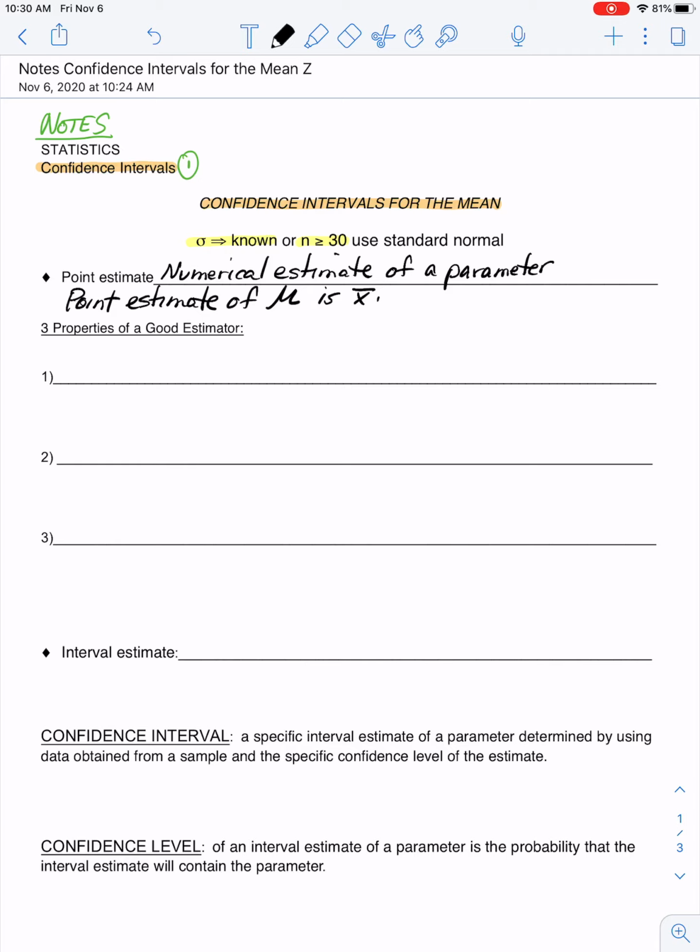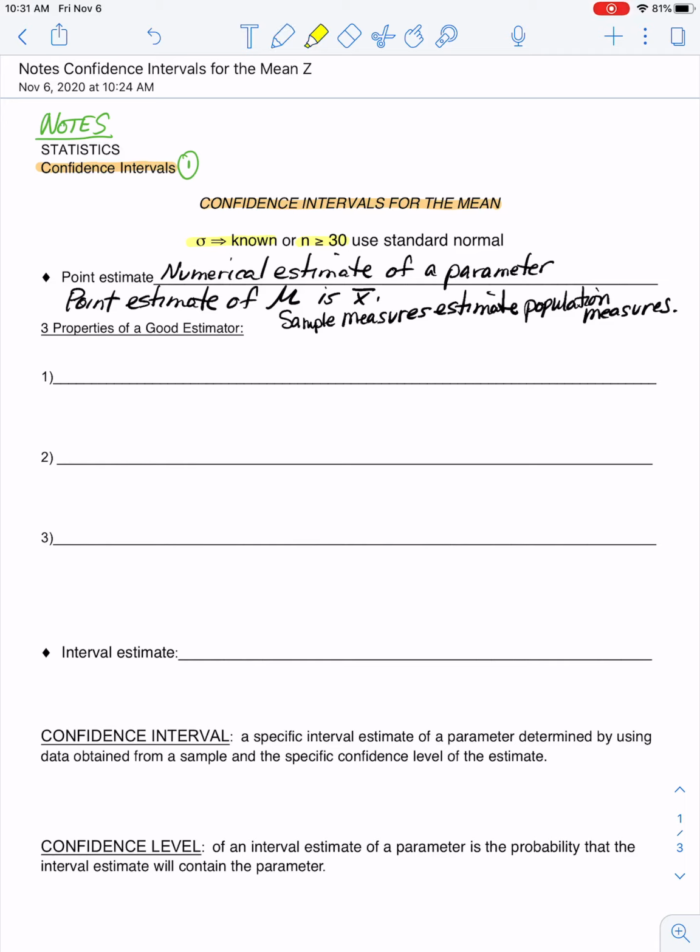So a point estimate for the population mean is the sample mean. I guess we could say it this way too, that sample measures estimate population measures. Like we've talked about previously, if you sample something, you're using that to make some kind of a prediction or an estimate on those actual population values.